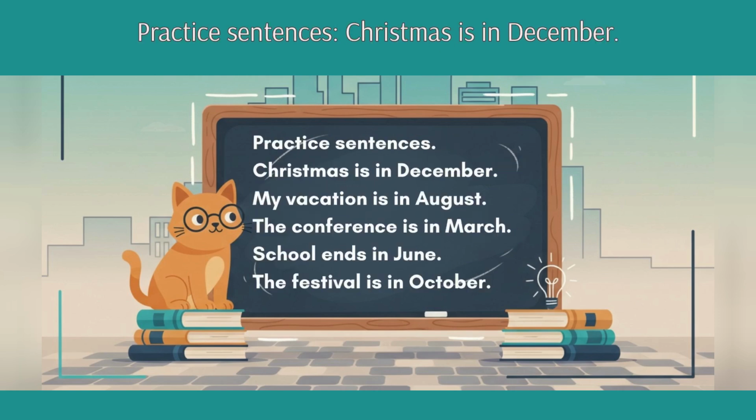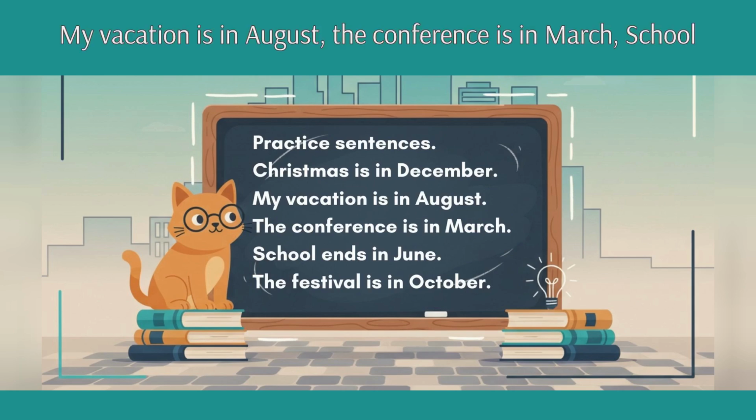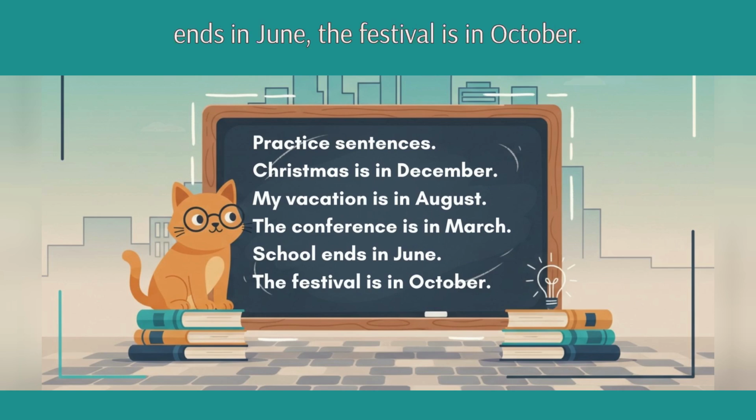Practice sentences. Christmas is in December. My vacation is in August. The conference is in March. School ends in June. The festival is in October.